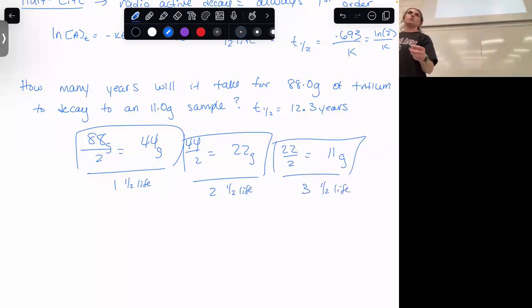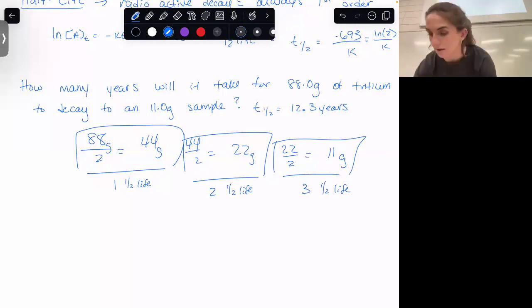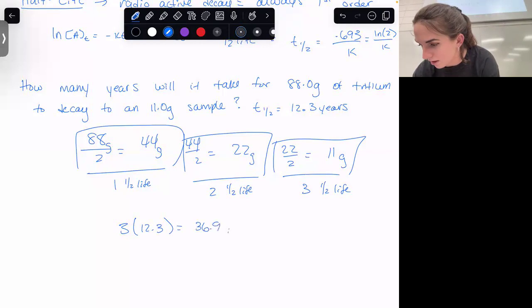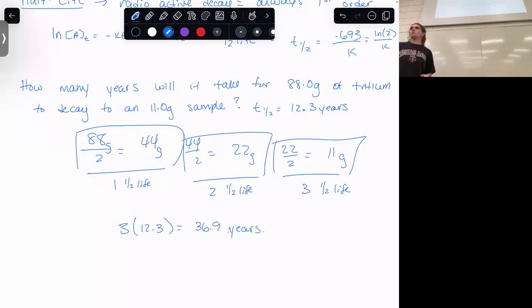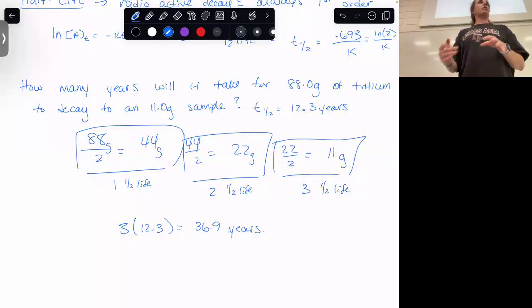So it's going to take how many half-lives in total to get to 11? It's going to take 3. So we could take 3 times our T1/2, and we would end up with 36.9 years. We could do it crude like that, but it might not always be that easy. So if we're going to use our integrated rate law formulas, what could we solve for first? We could solve for k.